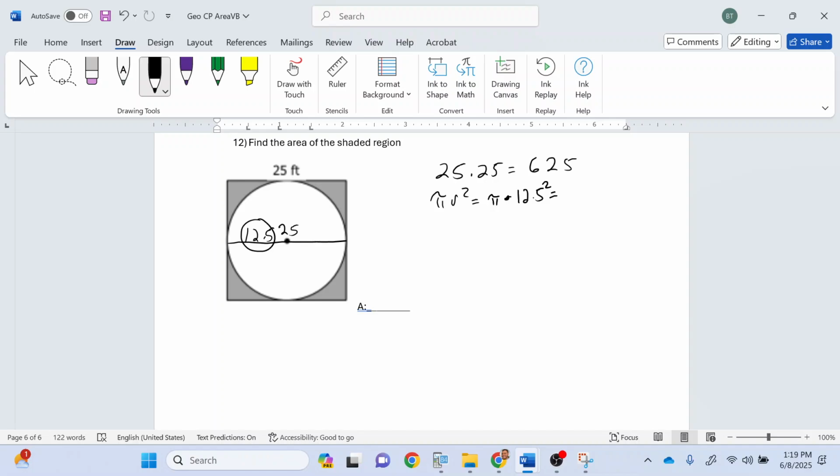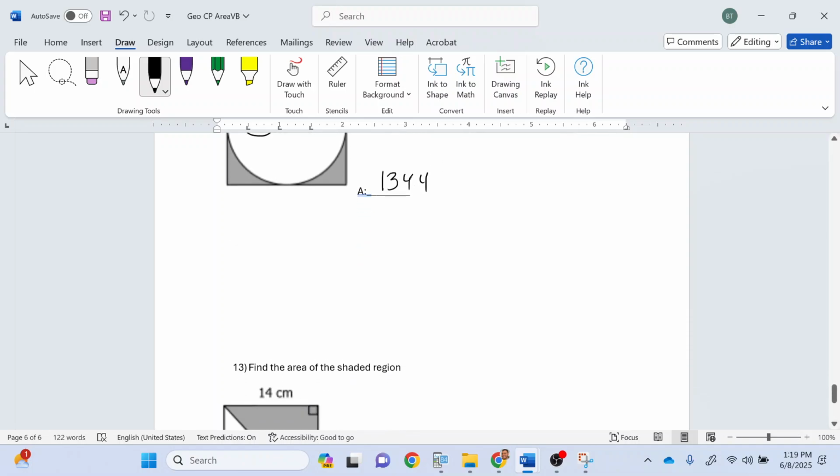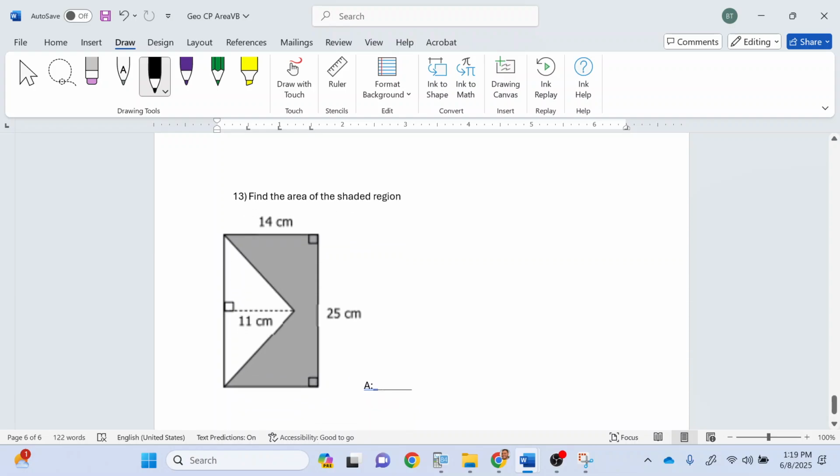So 3.14, I get 490.625. I'm just going to put 6. And then I'm going to take that and subtract it from each other. So 625 minus 490.6. That's going to be 134.4. Remember, you take the big area and subtract the circle you're cutting out.